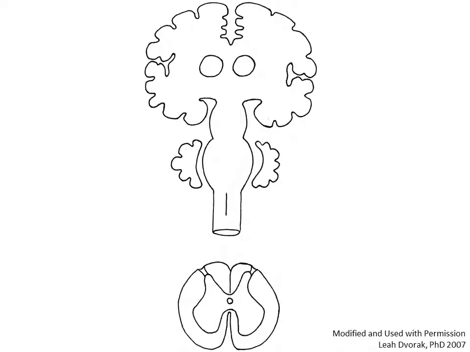And finally, we have an image that I'd like you to get to know very well and to be able to label this image correctly and completely. This is representing the central nervous system with a cross-section of the spinal cord shown at the bottom. Let's go ahead and label the different major parts of this diagram.